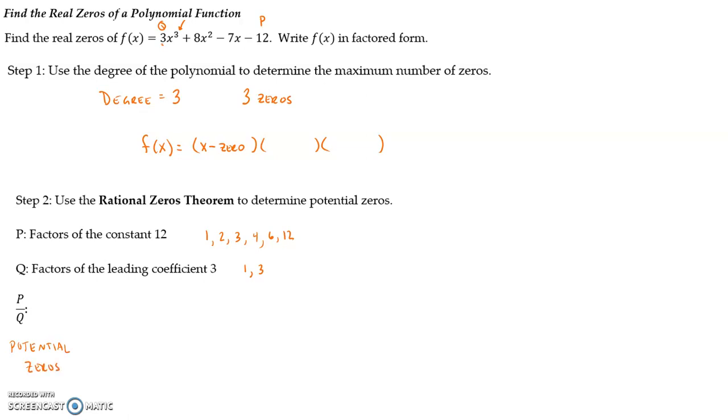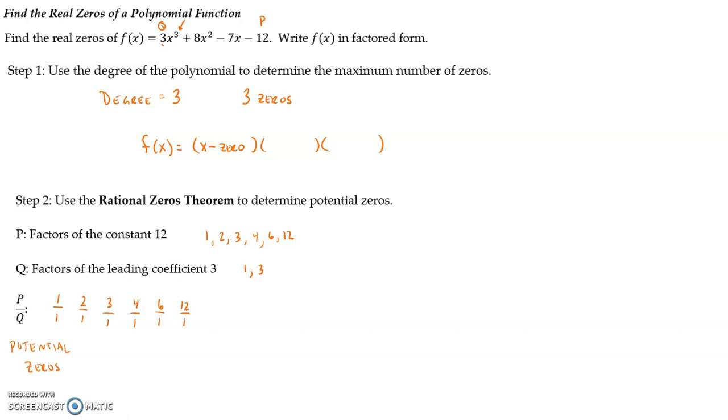And I'll go ahead and write this out the long way. We want each of these values for p over each of our values for q. So let's take each of the values for p and write them over 1 as fractions. So I've got 1 over 1, 2 over 1, 3 over 1, 4 over 1, 6 over 1, and 12 over 1.